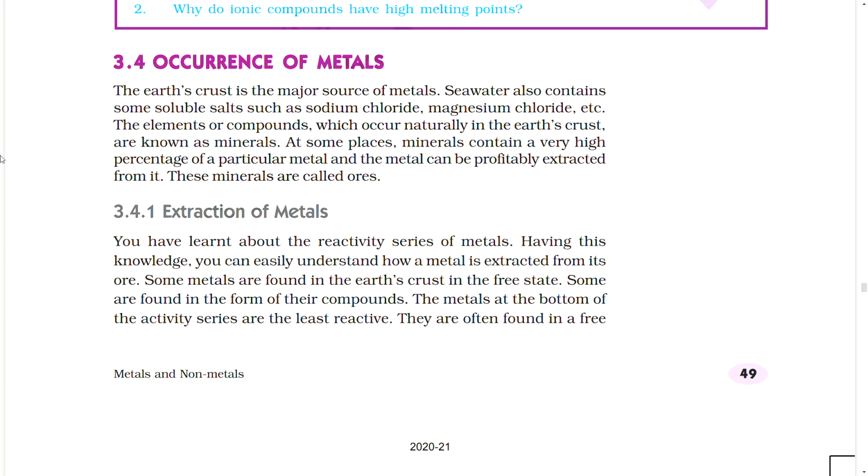Occurrence of metals. The Earth's crust is the major source of metals. Seawater also contains some soluble salts such as sodium chloride, magnesium chloride, etc. The elements or compounds which occur naturally in the Earth's crust are known as minerals. At some places, minerals contain a very high percentage of particular metals and the metals can be profitably extracted from it. These minerals are called ores.